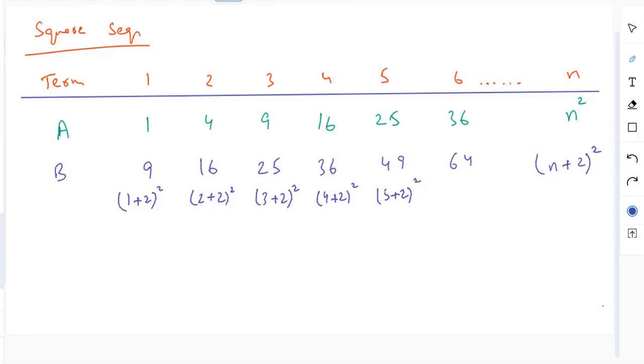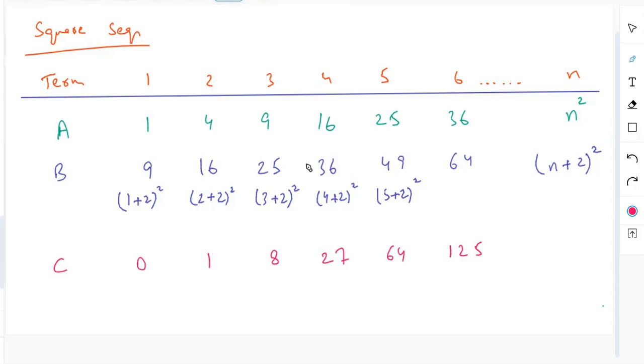Okay, good. So this is how you find the nth term of sequences like these. Let me write another sequence here. It's called the sequence C, and it looks something like this: 0, 1, 8, 27, 64, and 0.25. What about this?